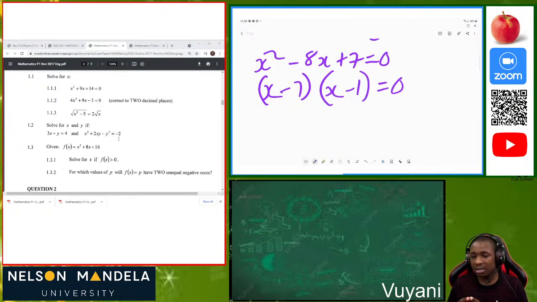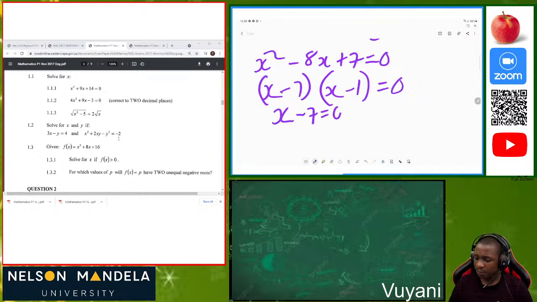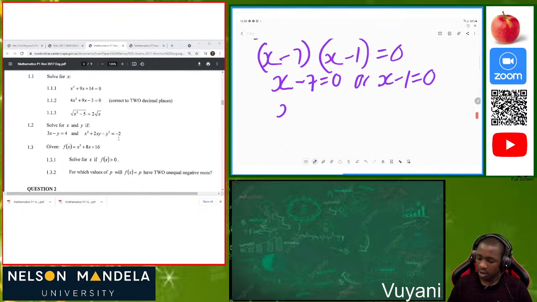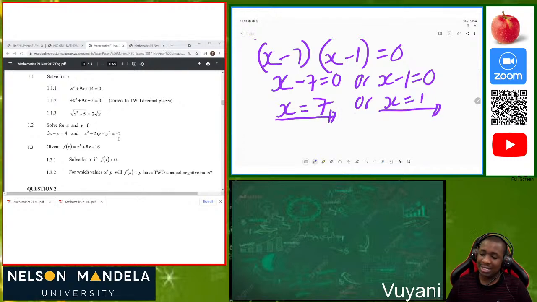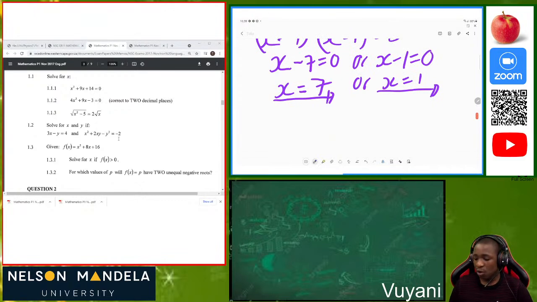But if you struggle using factors, I highly advise using the quadratic formula. It is always there to save your day. So now we solve: x minus 7 is equal to 0, or x minus 1 is equal to 0. Then your x will be equal to, you transpose negative 7, it's positive 7, or your x is equal to positive 1. But you are not yet done, because we are in search of x and y.